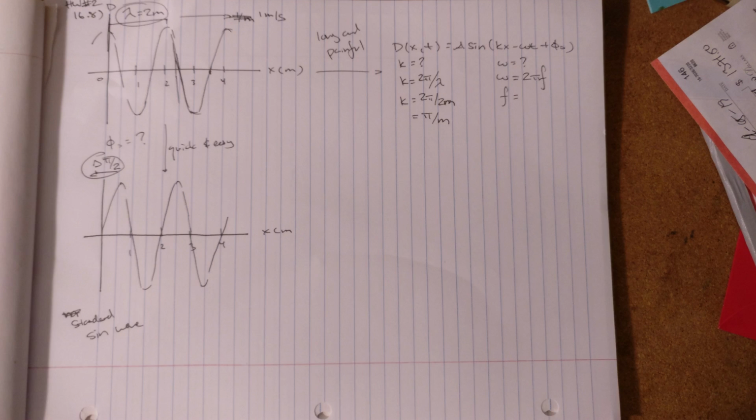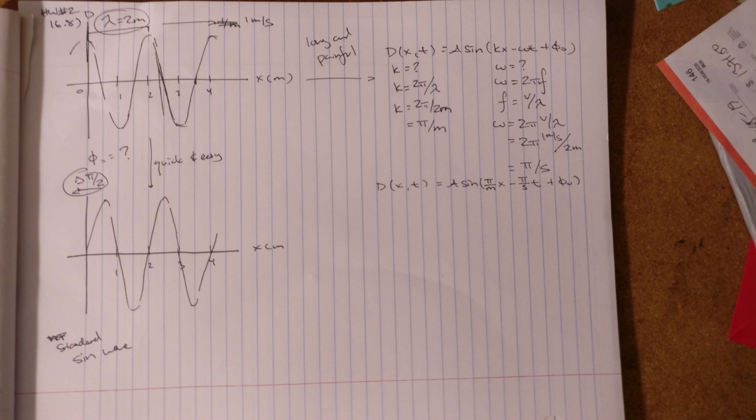Next, we find our angular frequency, equal to 2 pi times the frequency of the sine wave. The frequency of our sine wave can be found as the velocity of the wave divided by wavelength. Plugging this into our angular frequency equation, it is found that the angular frequency is equal to pi per second. With both the wave number and angular frequency found, we can now plug these into our original equation.